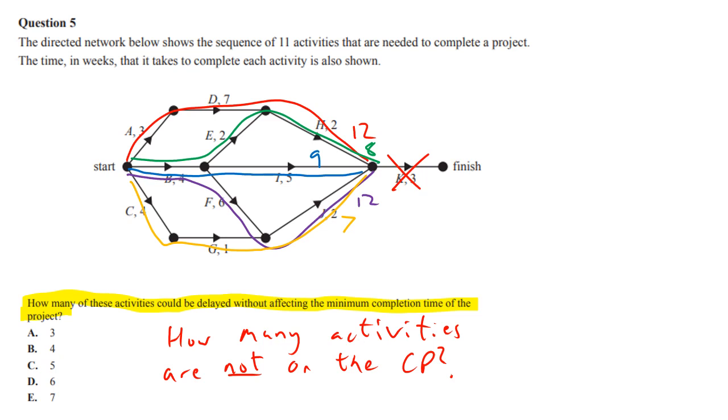So if we look at that, we can see there are two critical paths because they're both 12. That's the red one and the purple one. And so from this, we can see that E, I, C, and G are not on the critical path. So the answer is B, 4. Just reminding you that K we didn't include because it's going to be on every single one of those paths, no matter what color.